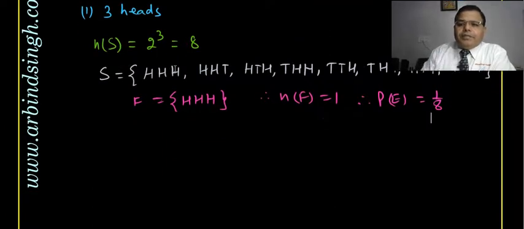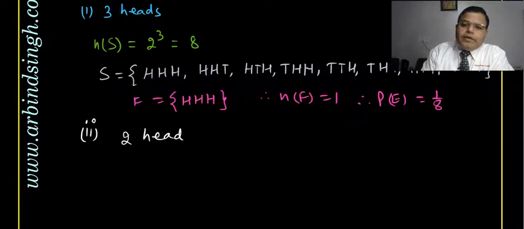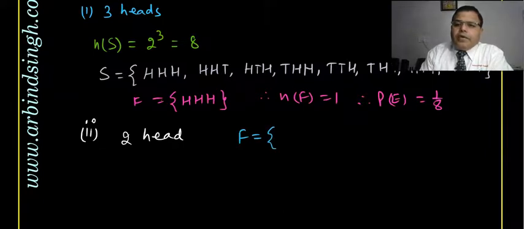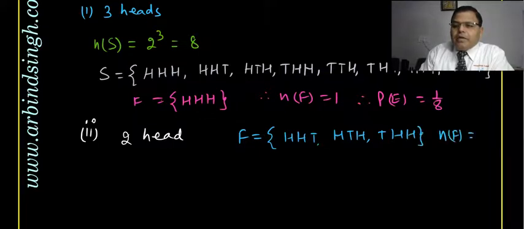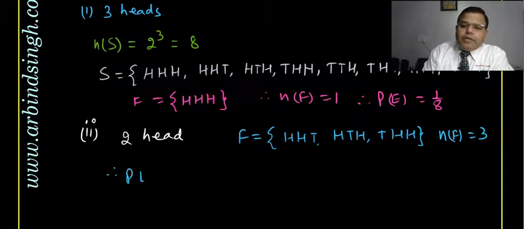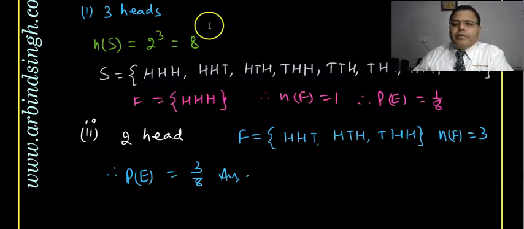Now the second part of the question is getting two heads. For this, how many favorable outcomes? Two heads come thrice: HHT, HTH, THH. So the number of favorable outcomes is 3, and therefore the probability of the event is 3 by 8. That would be the answer. I hope you got it.